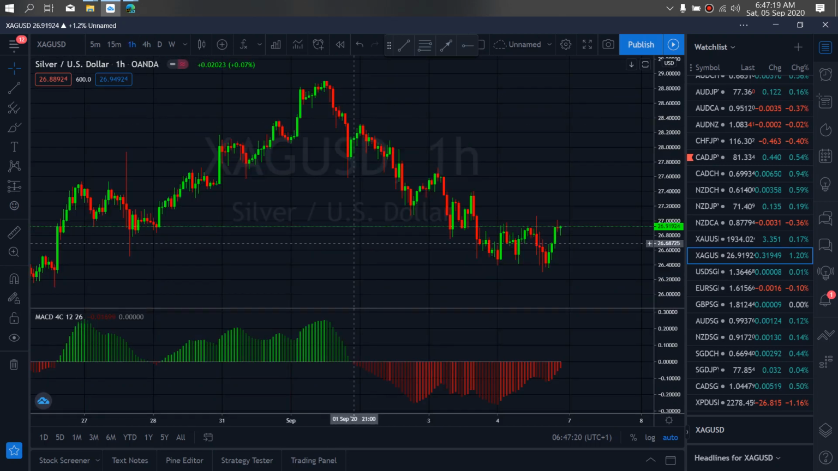On the 1-hour time frame, also we want to watch out for that. This is correcting to give us some climb before dropping downside. So we want to watch out for this sell opportunity. We are looking for sell trades on silver. So that is it for this week.